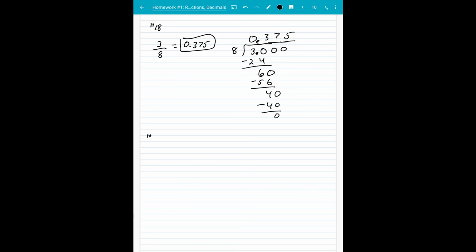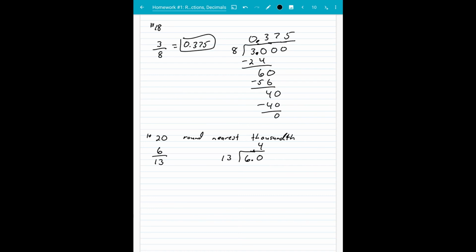Let's check out number 20. Let's just say approximate this one. 6 over 13. It wants us to round to the nearest thousandth, probably because it's going to repeat. So let's do 6 divided by 13. 13 can't go into 6, so we have to add a 0. So how many times does 13 go into 60? It goes into it 4 times evenly.